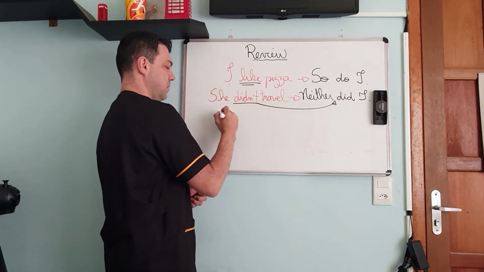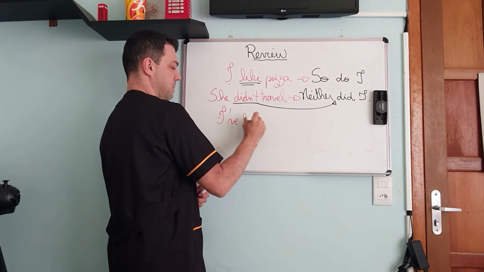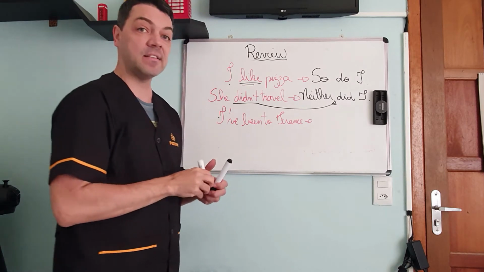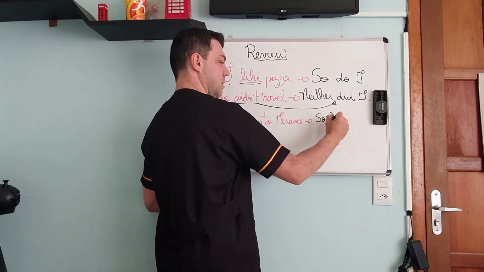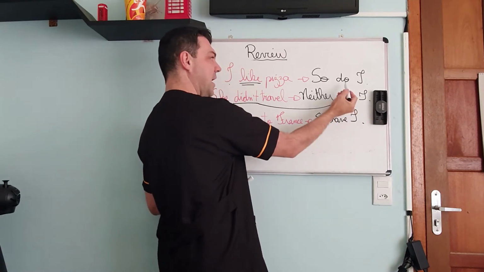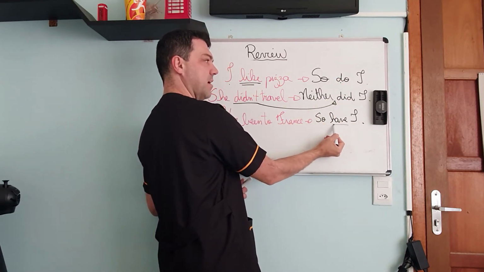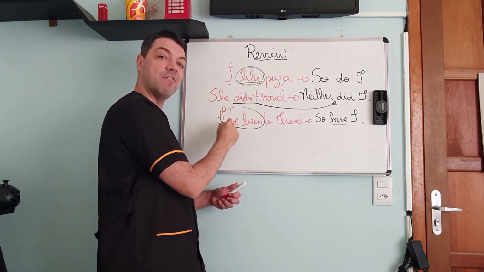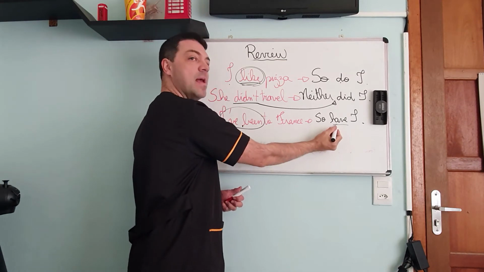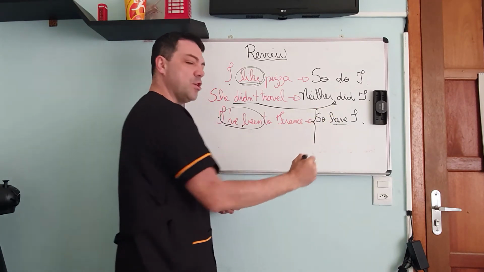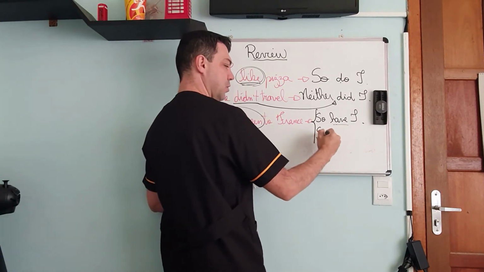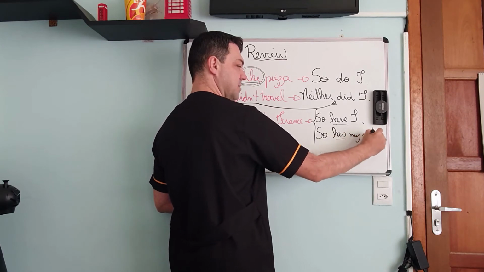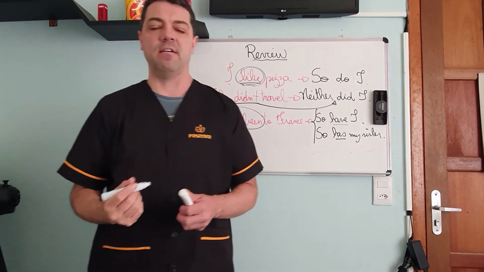Just one more example. I've been to France. How do you agree with that? So have I. So why do I use "do" here and I use "have" here? Because here you have simple present. Here you have present perfect. Present perfect, auxiliary have. Imagine you were talking about a third person. You would have to say, so has my sister, for example. That's the idea for the third person.